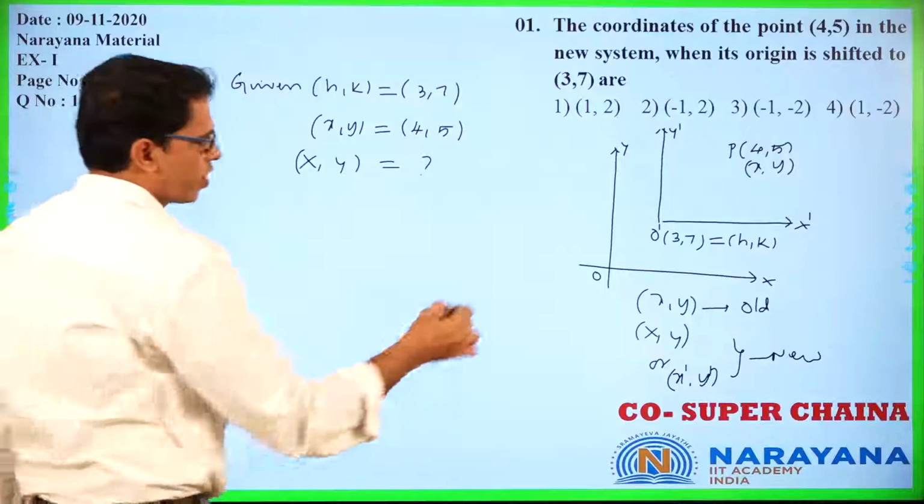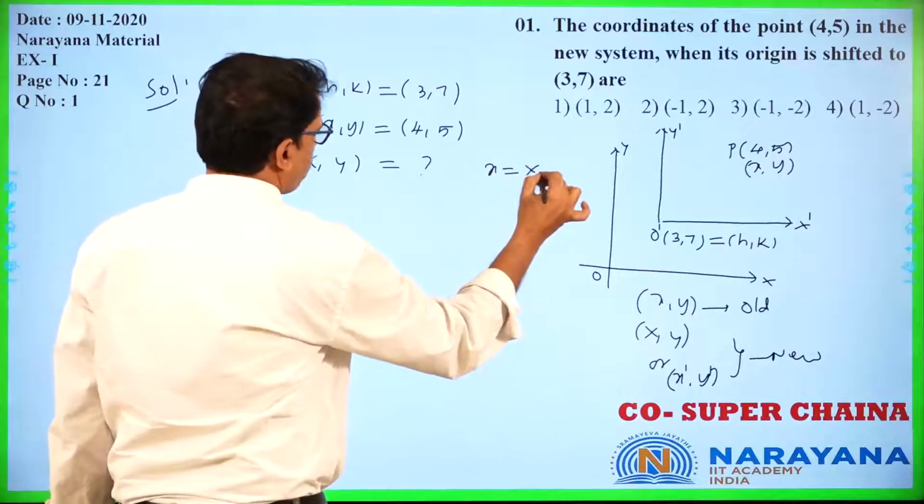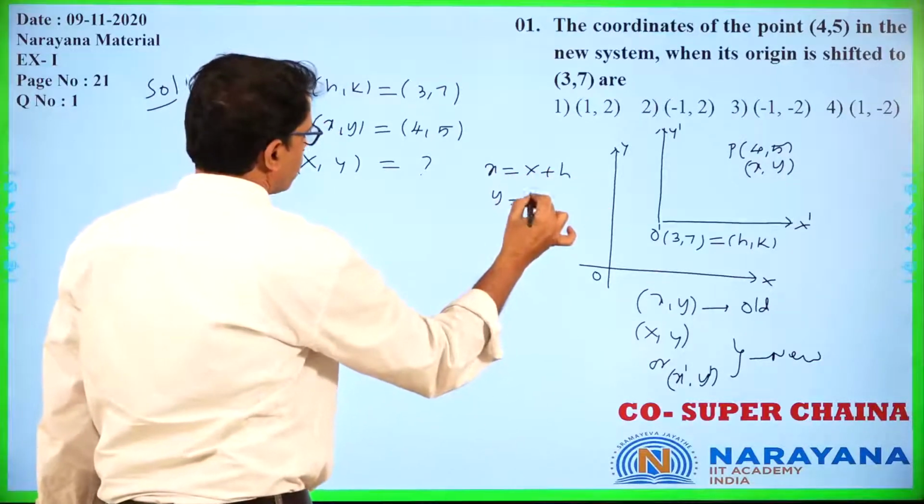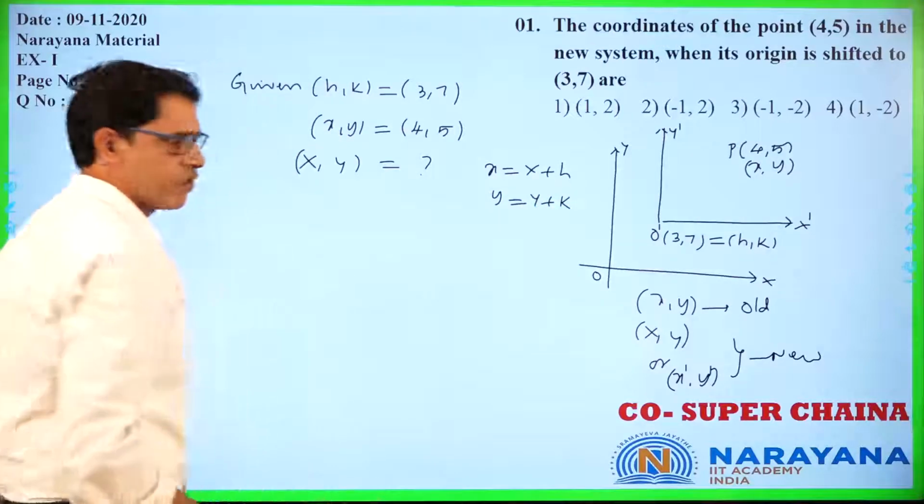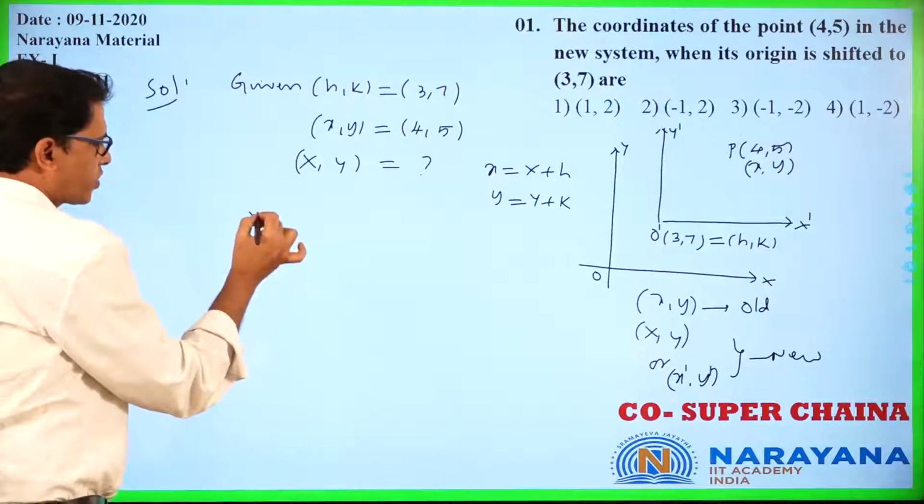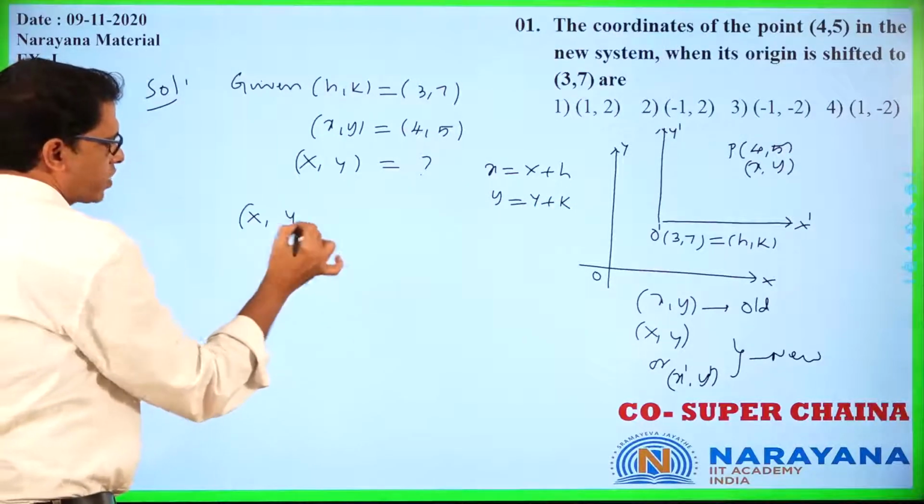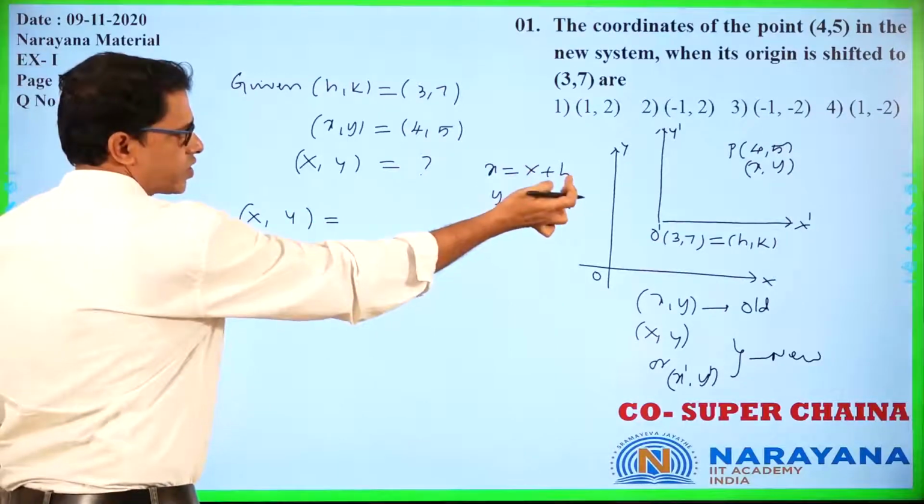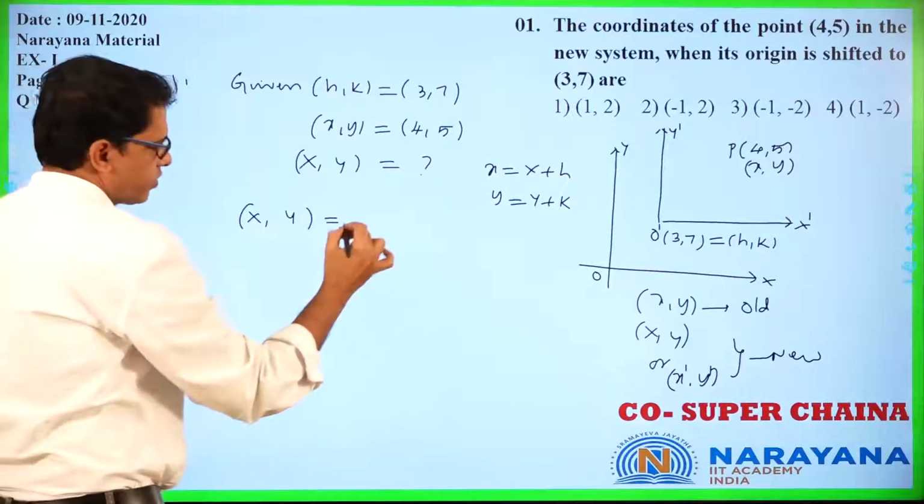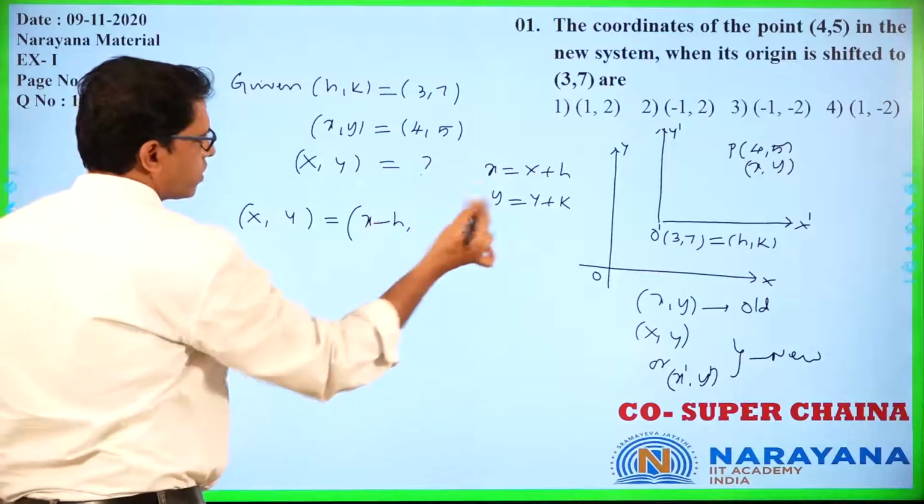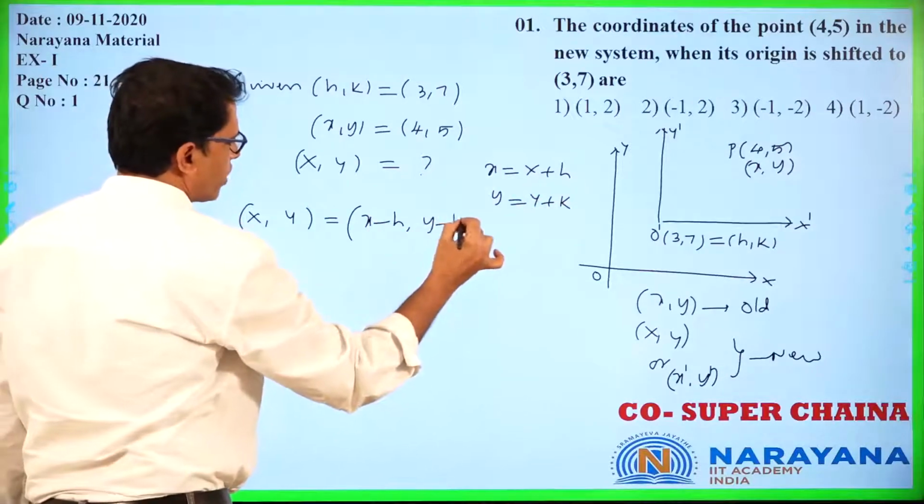Just now I gave the formula. So small x is equal to capital X plus h. Small y is equal to capital Y plus k. So from this one, the value of capital X comma capital Y. So capital X comma capital Y is equal to how much? Capital X is equal to x minus h, capital Y is equal to y minus k.